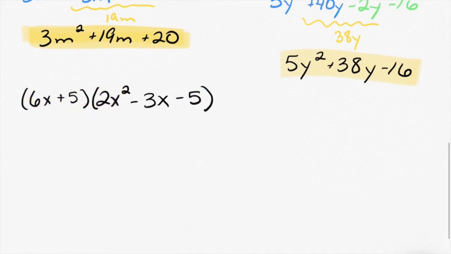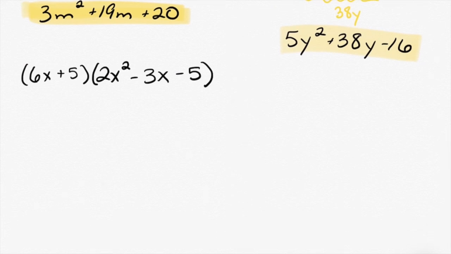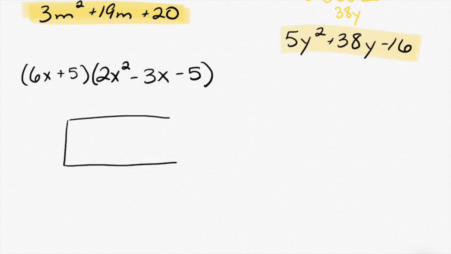Now, when you get a problem that's really complicated like this, where there's a bunch of stuff being multiplied, the box method is really, really good. Since this is a binomial multiplied by a trinomial, I need to make a box that is a 2 by 3 or a 3 by 2.